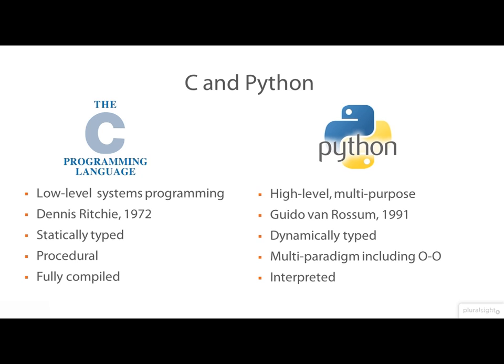Although our main focus will be on C in this course, I'll also be taking the time to compare and contrast some of our examples with their equivalents in Python. Python is a somewhat higher level language. It's dynamically typed, it has an OO programming model, and it's interpreted, so there's no compilation step.